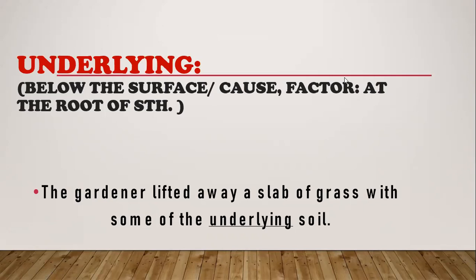When these people are cutting, or trying to clean up certain plants, certain flowers, they need to cut it out, and then they take away, or they lift. In this case, they lifted away that slab of grass, which is the surface of something. The underlying part is the root of something. Remember. Underlying soil is talking about the earth, the ground, exactly.